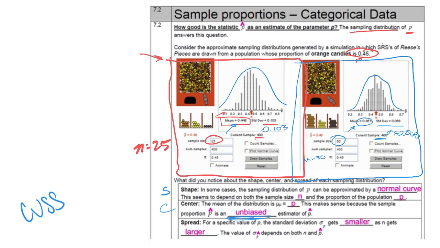We'll talk about some rules to follow to determine if we can use a normal approximation for the sampling distribution. And then we talk about the spread. You notice that as our lowercase n got larger, going from 25 to 50, our standard deviation shrank significantly. So our standard deviation gets smaller as our sample size gets larger, and it depends on the values of n and p.